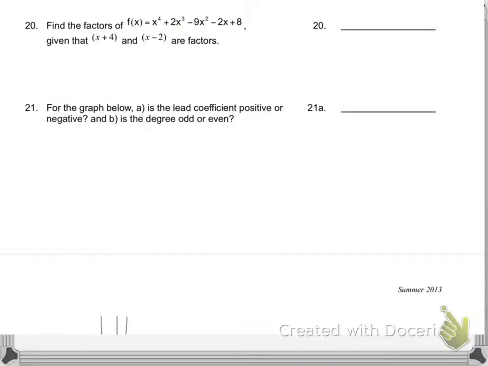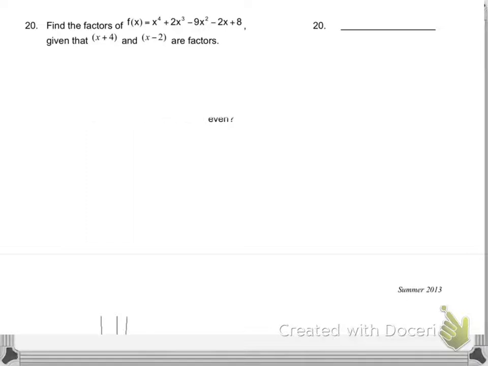Find the factors of f of x equals x to the fourth plus 2x to the third minus 9x squared minus 2x plus 8, given that x plus 4 and x minus 2 are factors. Okay, so let me flip forward here. It looks like we're missing our graph here. That's okay. I'll fix that in a minute. Let's look at 20. So I'm actually going to make space here for 20. We'll come back to 21. So this is when we went and did that whole synthetic division stuff.